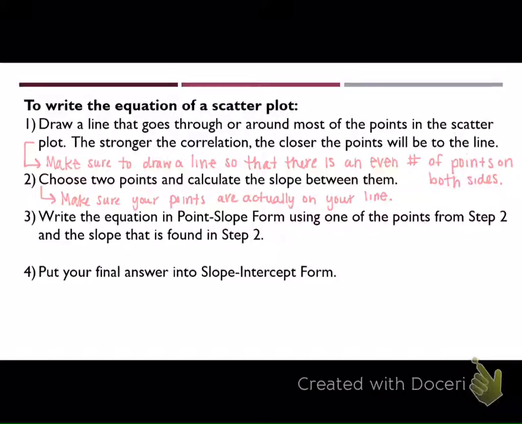And then you're going to write the equation in point slope form using one of the points from step 2 and the slope that is found in step 2. You cannot use points from your table. You have to use one of the 2 points that you found your slope with. And then finally we'll change it to slope-intercept form. Point slope is y minus y1 equals m times x minus x1, and slope-intercept form is y equals mx plus b.